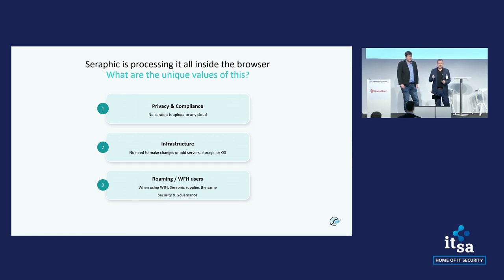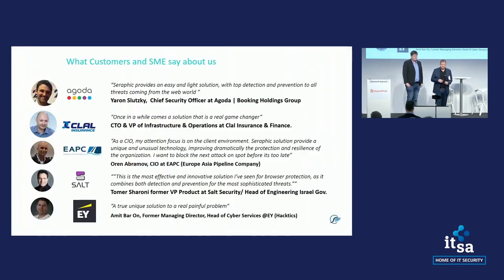The third value here is that since we are working inside your browser, we don't care about the physical location of the users. You can open your laptop in here, browse from this Wi-Fi, you still have the same level of governance and security as you're working inside a company. So it's also best for people who work from home.